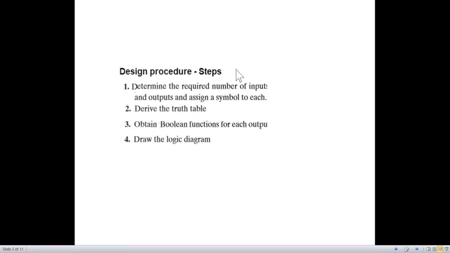Now the design procedure has a few steps. Determine the required number of inputs and outputs and assign a symbol to each. Like we'll be giving A, B, C, D to the inputs, and the outputs we can call F1, F2, etc. The next step is to derive the truth table, then obtain the Boolean functions for each output, and then draw the logic diagram.